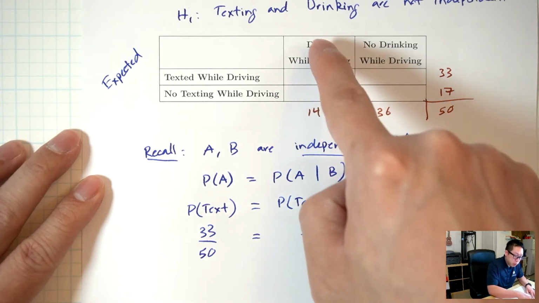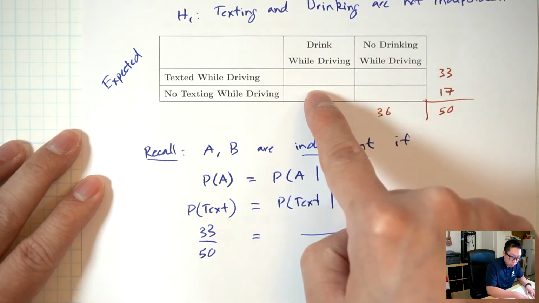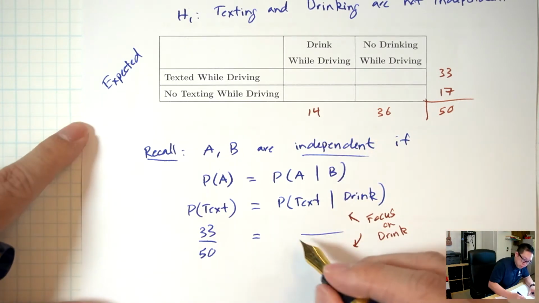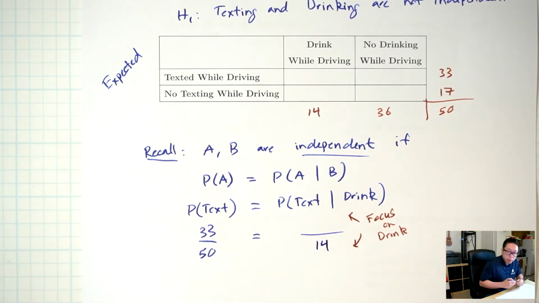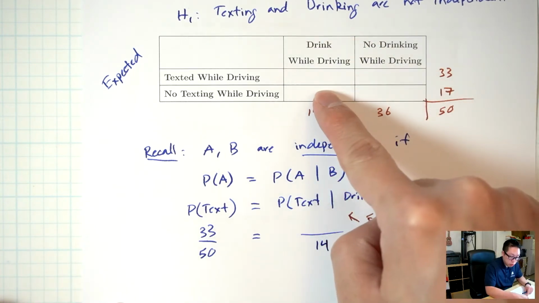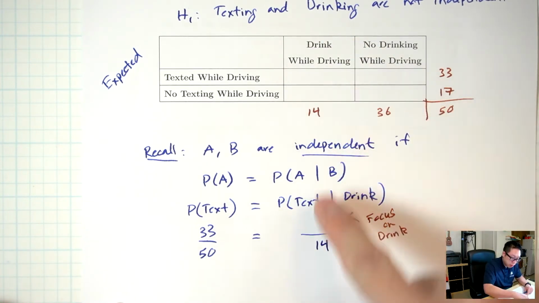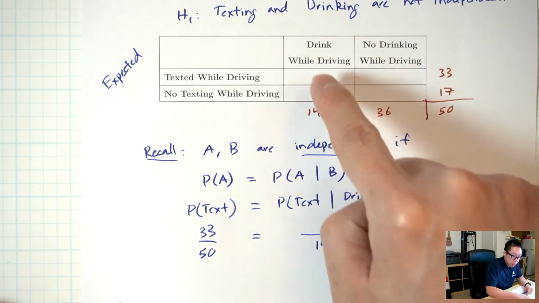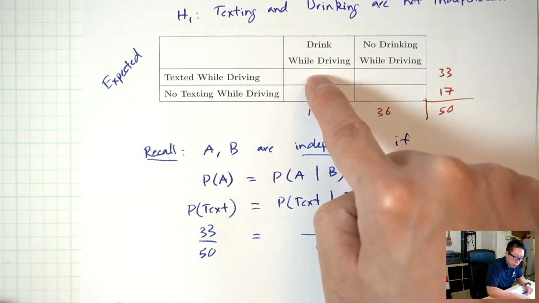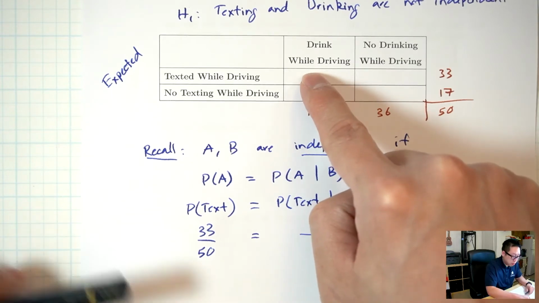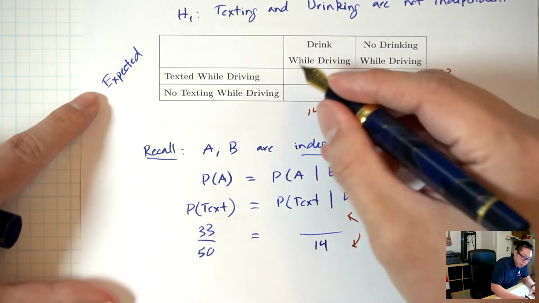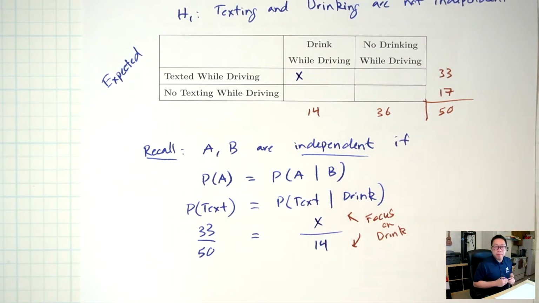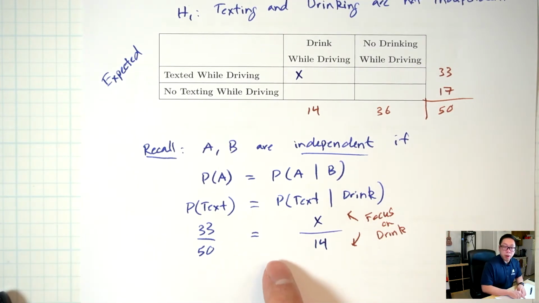Okay, so focusing just on this first column, what is the total? The total is going to be 14. And then focusing just on this first column, how many text? It would have been this first box here, which has no number, so let me put a letter here. Let's call that X. That'll be there. And now let's solve for X.